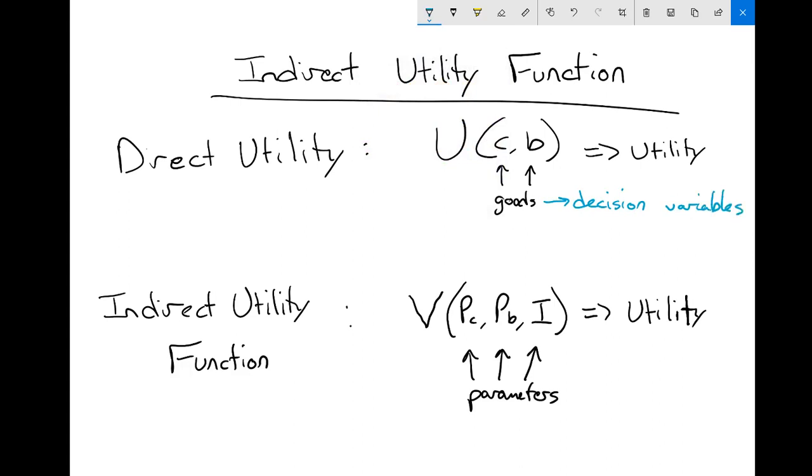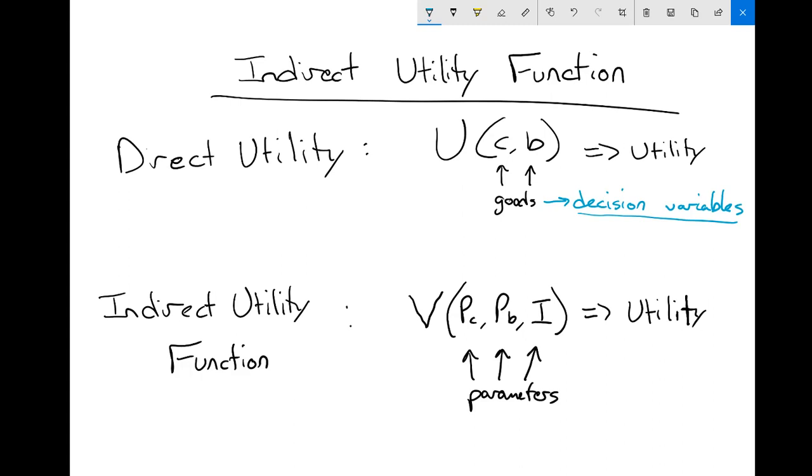Okay, so the direct utility function is a function of the decisions. This is really important, that it's the decision. That's why we maximize the direct utility function, because we want to find what the agent will choose. That means we want to know how many cups of coffee and how many bagels the agent will choose. These are the decision variables. The direct utility function gives us a utility as a function of the decision variables.